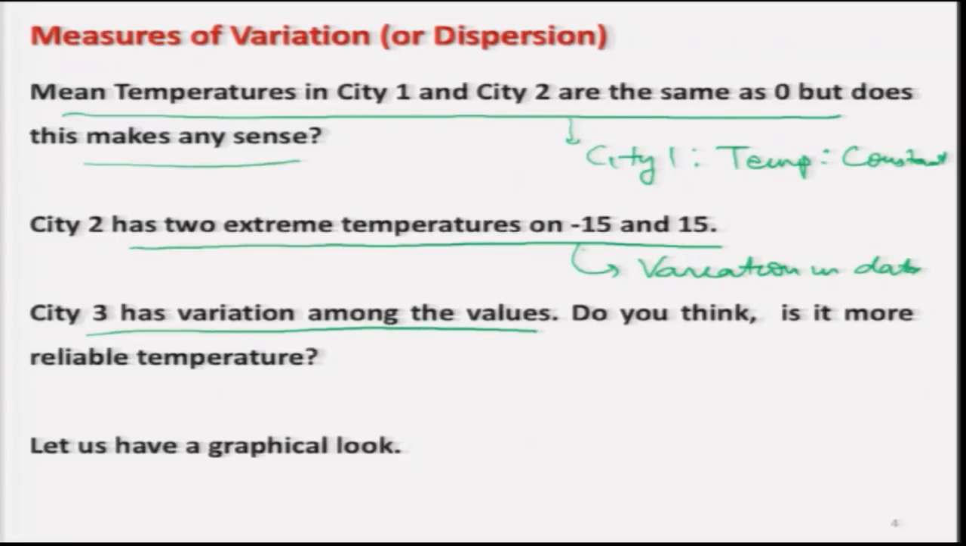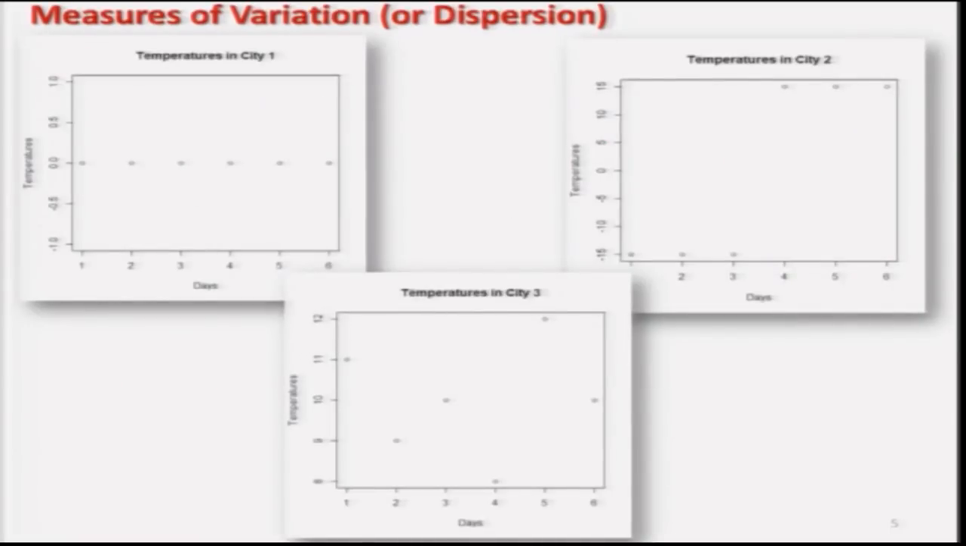But now, if you look at the temperature patterns of these three cities, what do you think? Can I say that the information provided by the city 3 temperature is more reliable? Now, let us see whether this statement is right or wrong. So first let me plot this data on a simple graph, and let us see what type of information I am going to get.